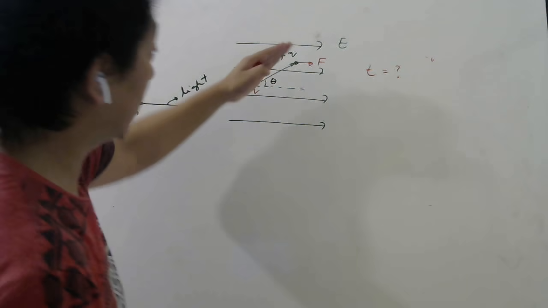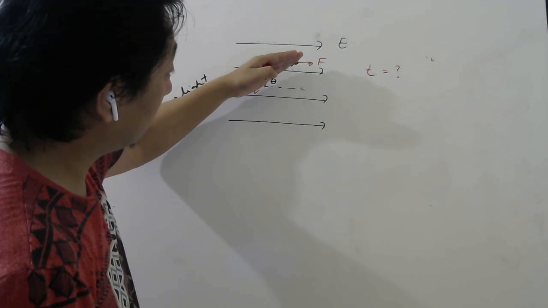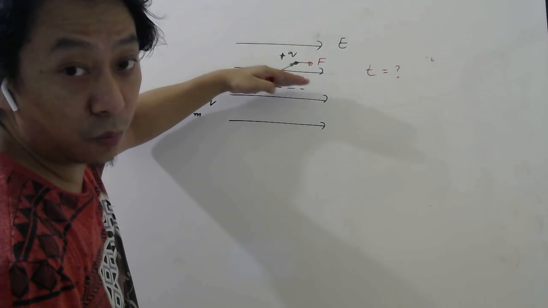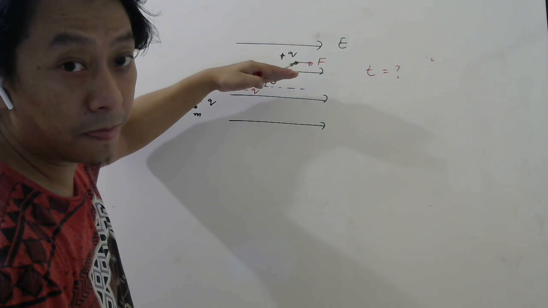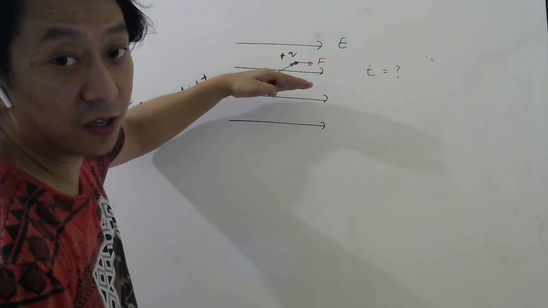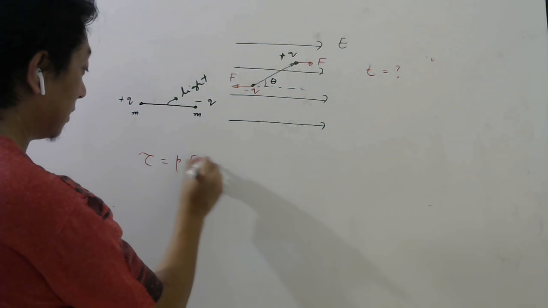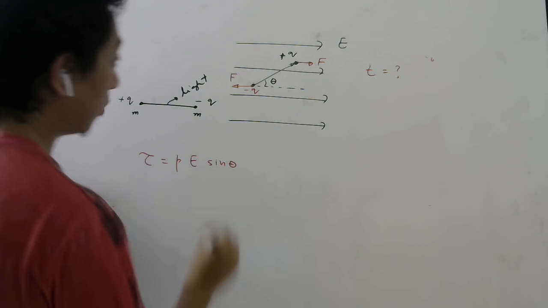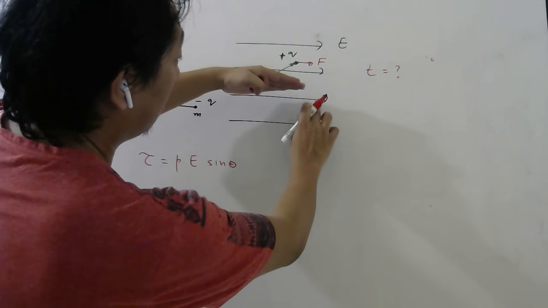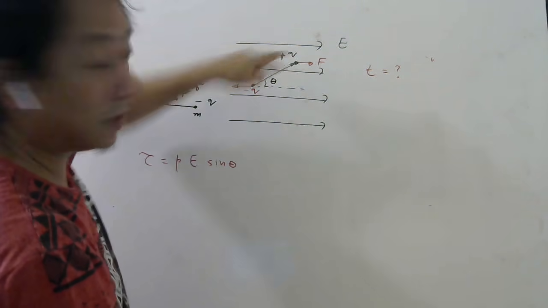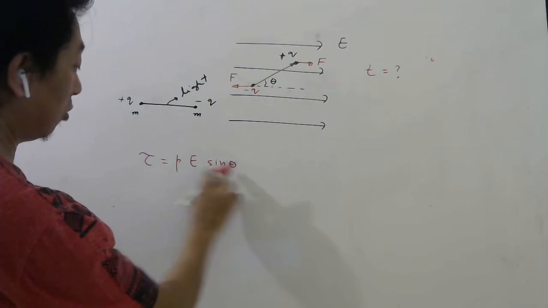Time taken for this rod to come parallel to the field. But do you think it will stop there? What will be the torque at this position? What was the formula for torque? PE sine theta. So when the dipole becomes parallel to the electric field, theta will be 0. So if you put sine 0, what will be the torque?